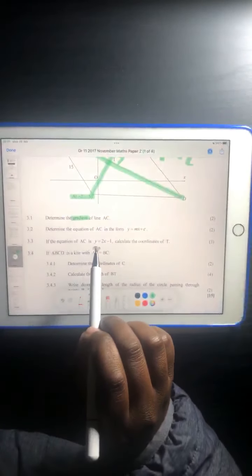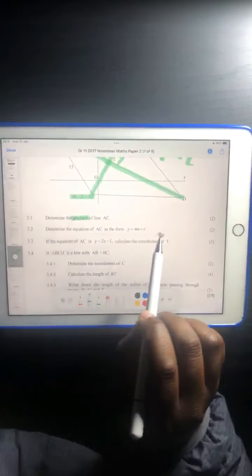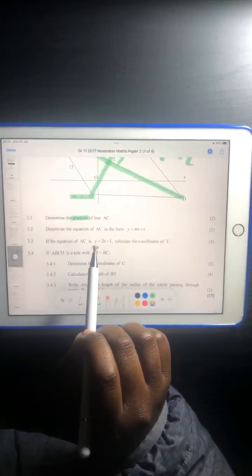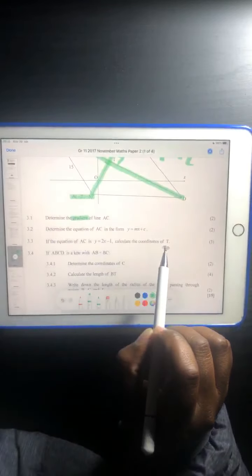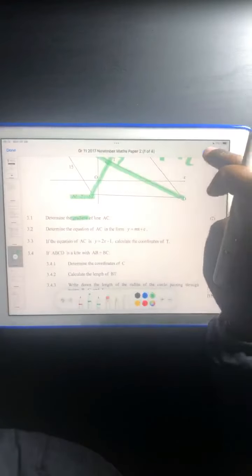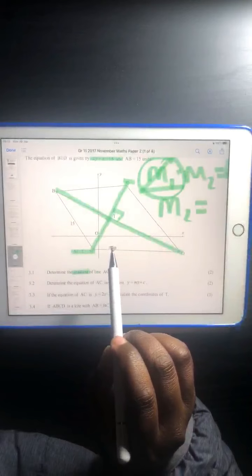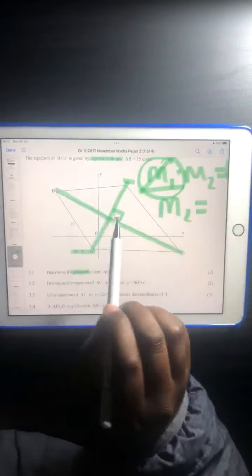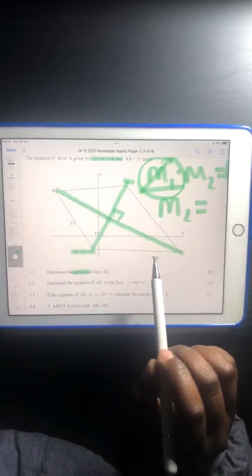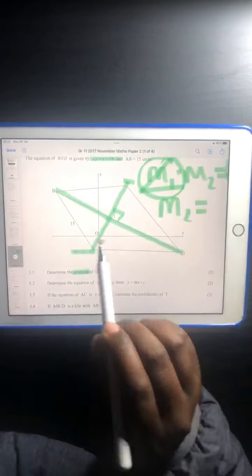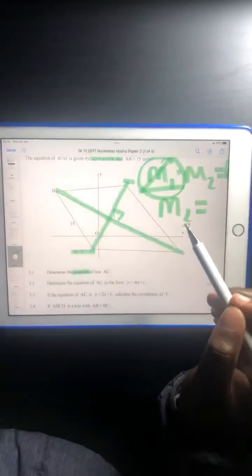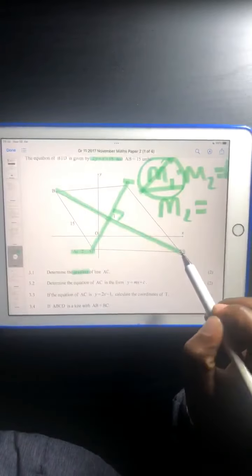If the equation of AC is equal, hey, that means when you determine that equation, it must actually be that one, because they're saying if the equation of AC equals that, calculate the coordinates of T. Where is T? Can you see? T is actually a midpoint of that, and again a midpoint of these two points. So either you can equate the equation of that line and that line, then solve for x and use the x value to substitute in one of these equations.